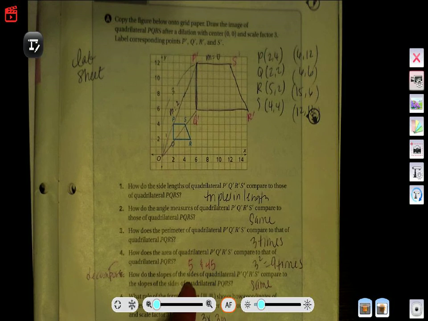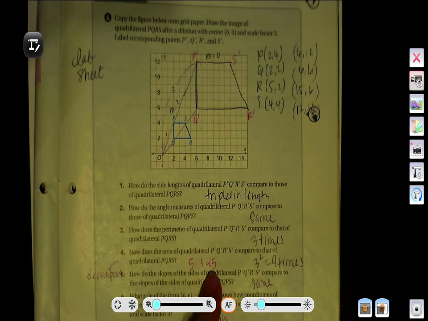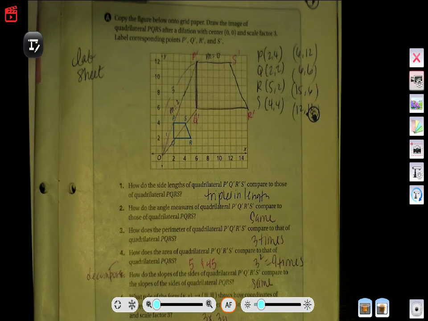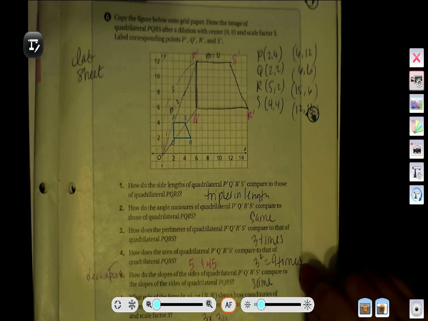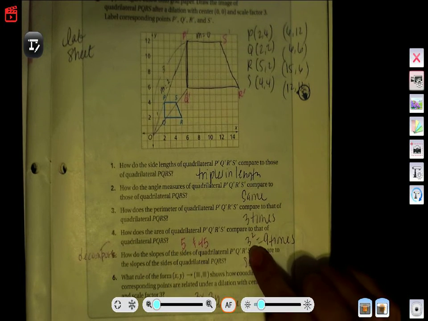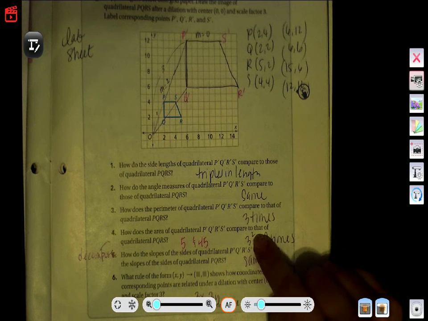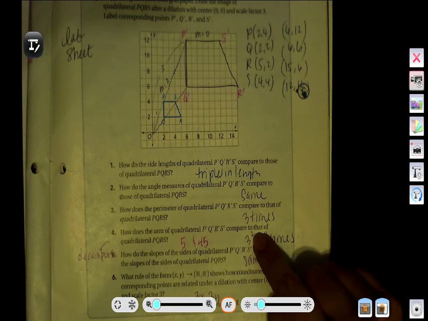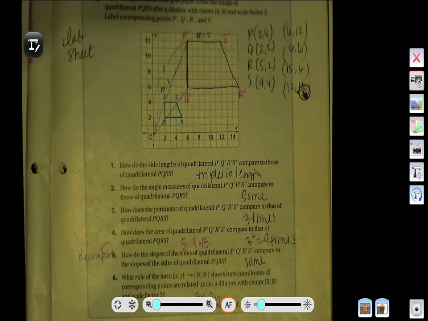I'm not going to show you how to do the larger one, but if you do, it should come out to 45. So comparing these things, the area, instead of 3 times as big, should be 9 times as big. Now, an easy way to get that is something that we learned in SAS, stretching and shrinking. It's the scale factor to the second power because it's an area. So 3 to the second power, 9 times as much. Okay.